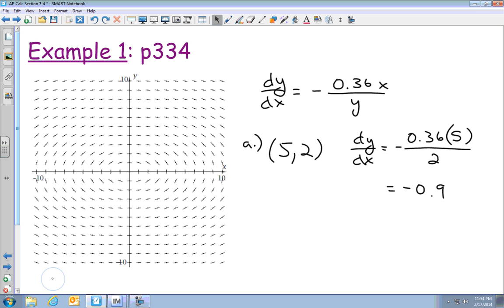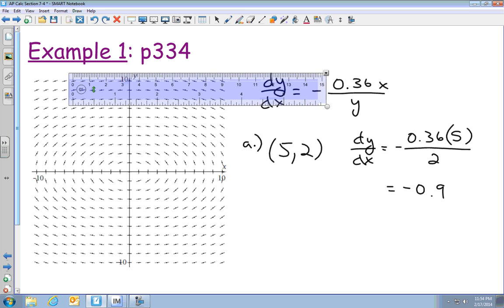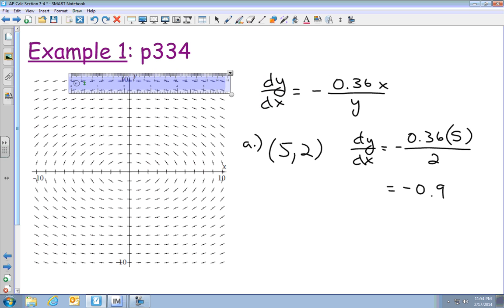Okay, so if we take our ruler again, let me bring up a ruler here so we have something to measure with. If we look at the point at 5, 2, let's first mark where that point is. 1, 2, 3, 4, 5, and then up 2. That's going to be this point right here.